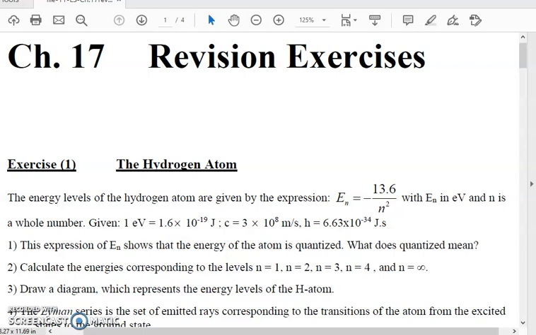In this video, I'm going to solve exercise 1 in the revision exercises of chapter 17 about the hydrogen atom. Now the energy levels of this atom are given by this expression, minus 13.6 over n squared, where the energy is in electron volt and n is a whole number. We have the given. Part 1, this expression of En shows that the energy of the atom is quantized. What does the term quantized mean?